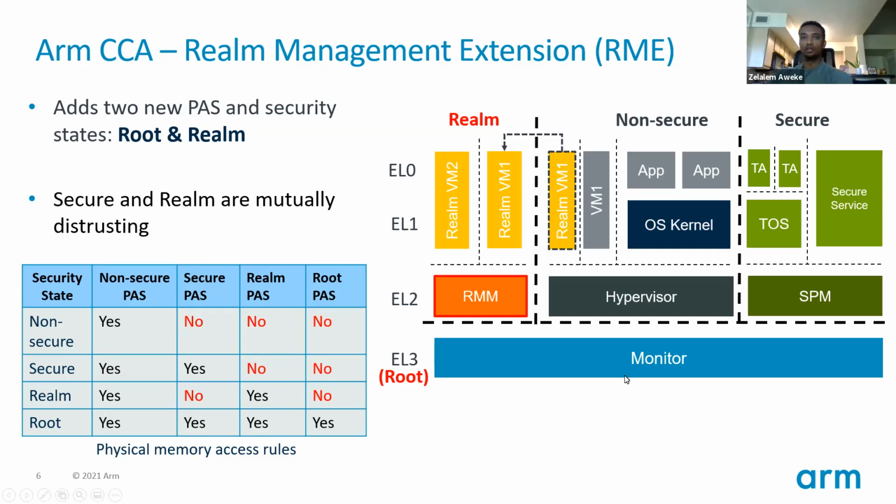Now, as you can see here, EL3 will have its own security state. It's called the root security state. So the monitor will run in EL3 or in the root world. And we have an additional state called realm, and it also has its own physical address space. And there is a new firmware at realm EL2. It's called the realm management monitor. So the realm VMs run on top of the RMM.